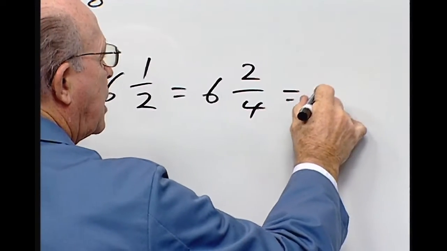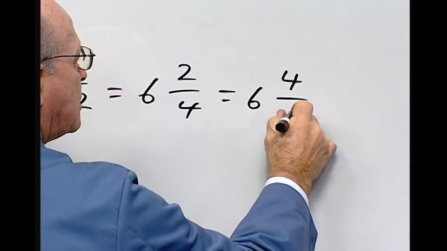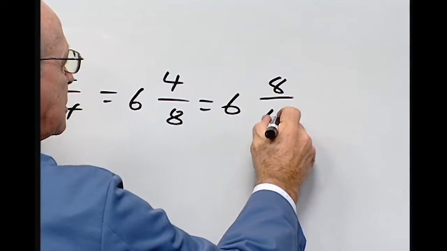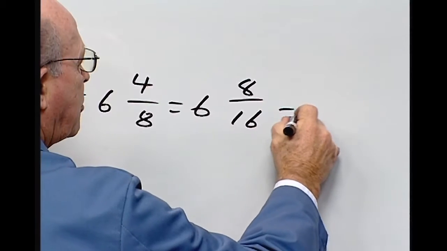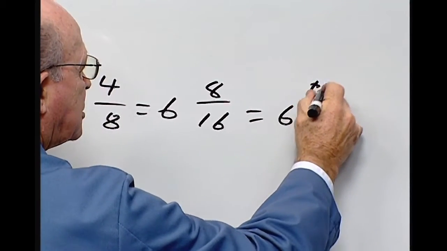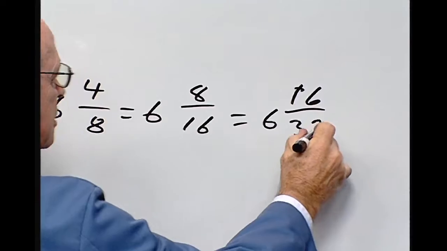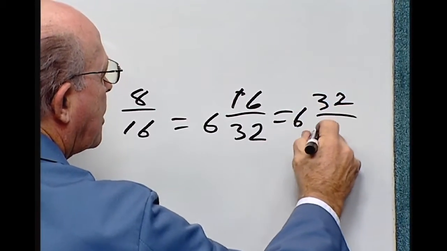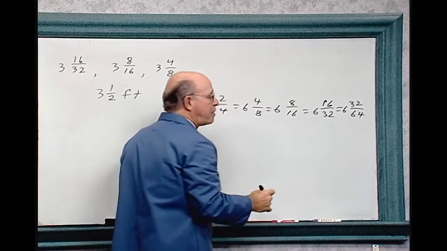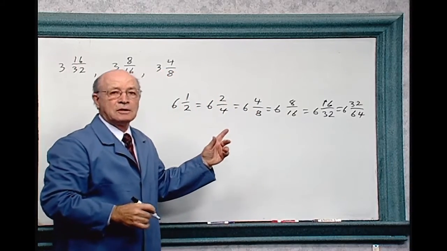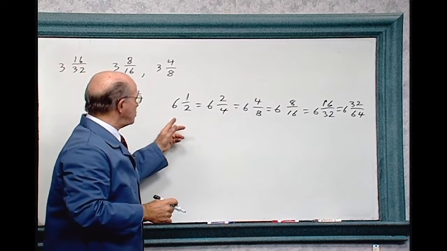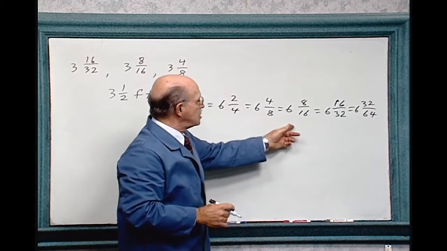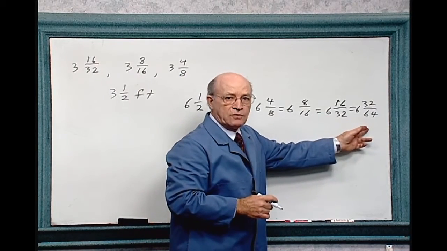It also equals 6 4/8 equals 6, and that's 8/16. And you can keep on going on. Equals 6, and that would be 16/32 equals 32/64. And by the way, these are your common fractions. If you use a fractional ruler, that's what you have. You have a half, a quarter, eighths, 16ths, 32nds, and 64ths.